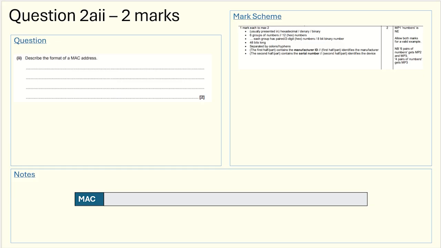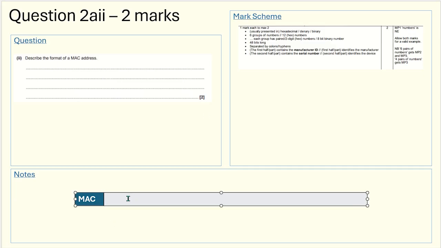So what we need to do here, because it's a describe question, and we can give a written example as well, is describe the characteristics that make up this MAC address. So we can say that it's presented in hexadecimal, denary, or binary. It has 6 groups of numbers, or 12 hexadecimal numbers, and each group has a paired 2-digit hex number, or an 8-bit binary number, and it's separated by colons or hyphens.